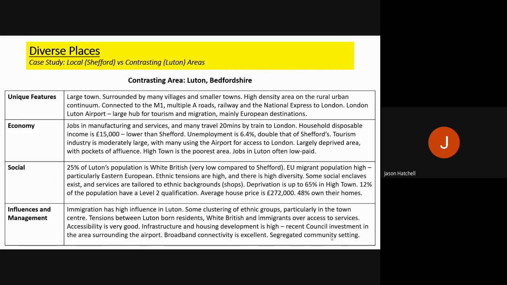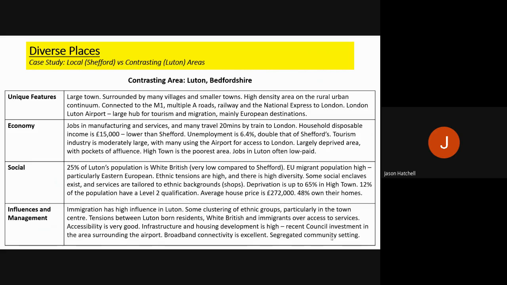Tourism is quite large in Luton because the airport is accessible, but Luton is a largely deprived area with some pockets of affluence. The High Town being the poorest area, where about 65% of the people living there are classed as deprived, and often jobs in Luton are low paid as well.